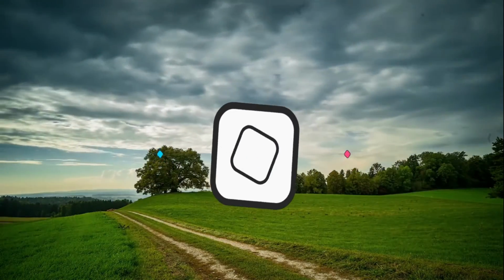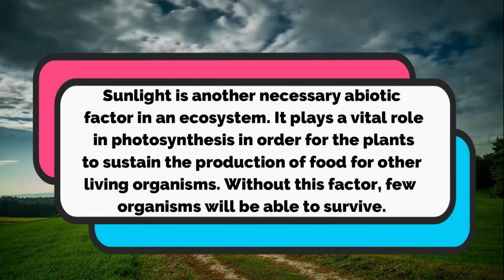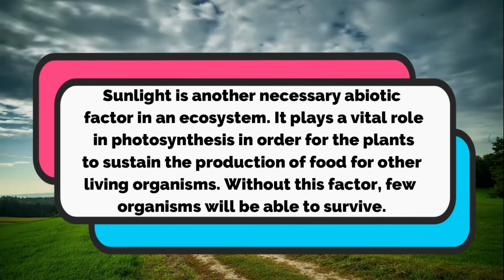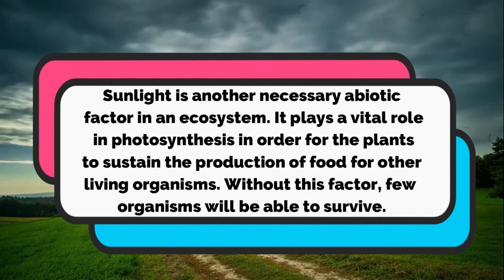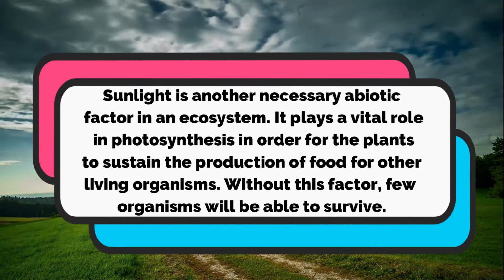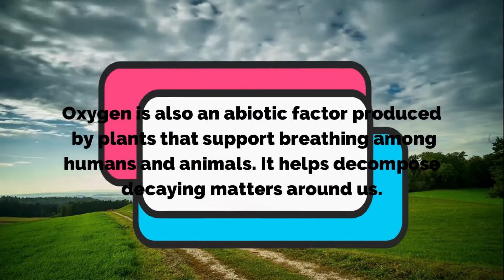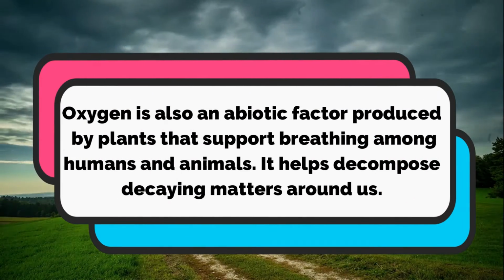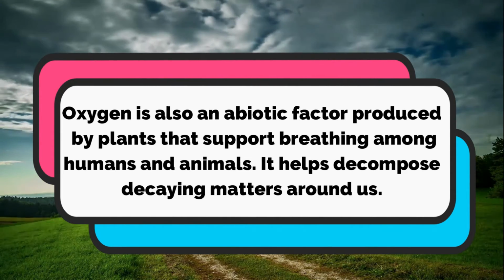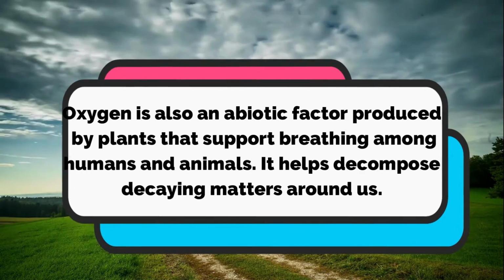Second, sunlight. Sunlight is another necessary abiotic factor in an ecosystem. It plays a vital role in photosynthesis in order for the plants to sustain the production of food for other living organisms. Without this factor, few organisms will be able to survive. Third, oxygen. Oxygen is also an abiotic factor produced by plants that support breathing among humans and animals. It helps decompose decaying matters around us.